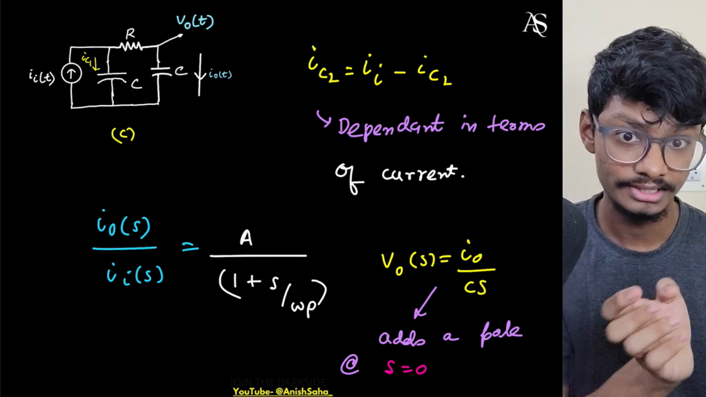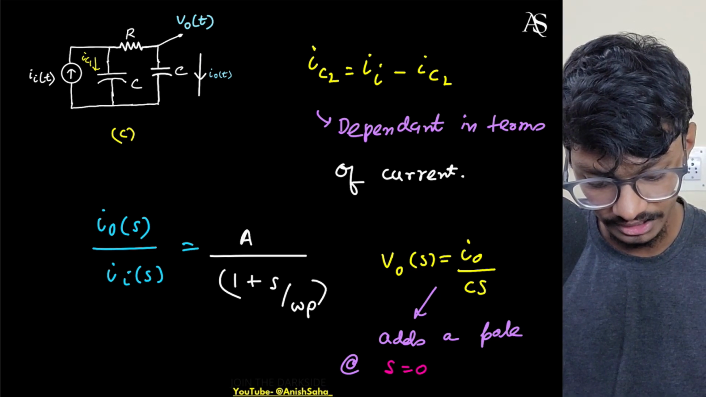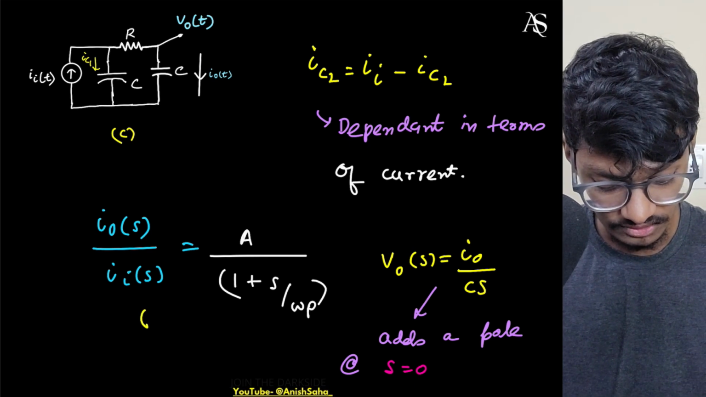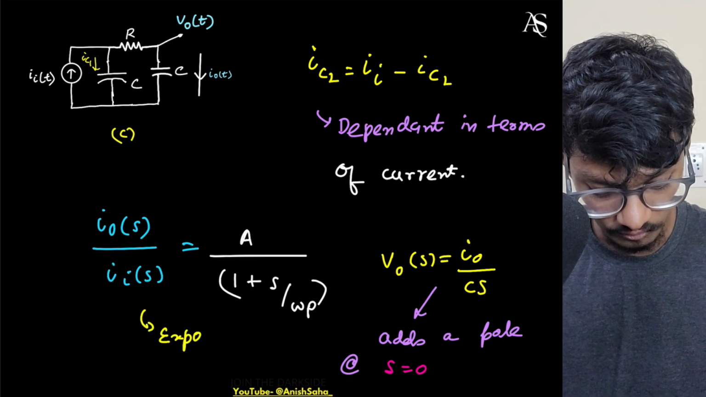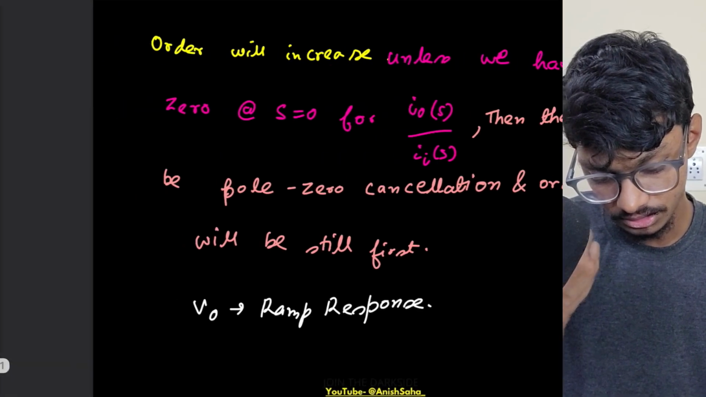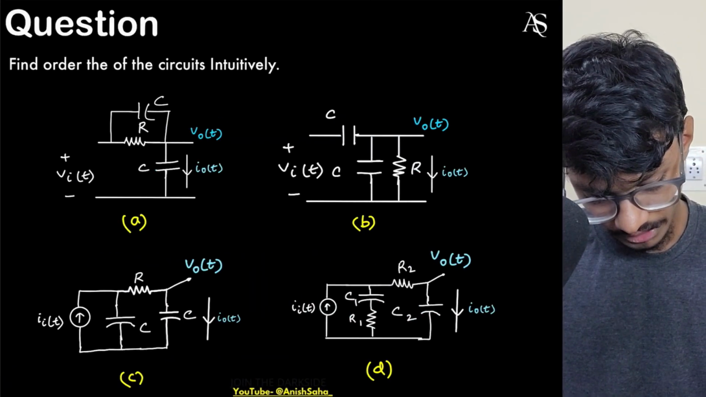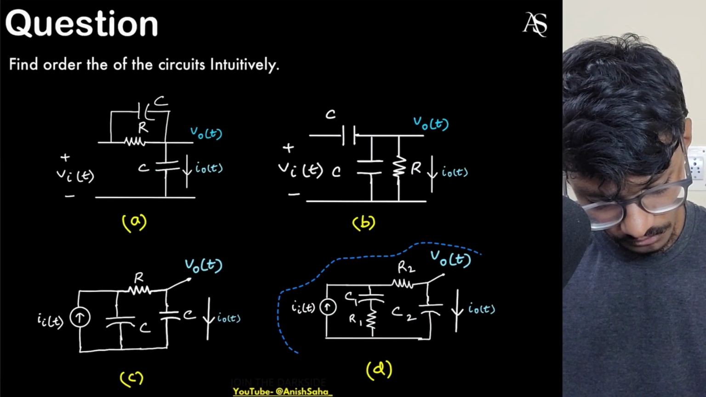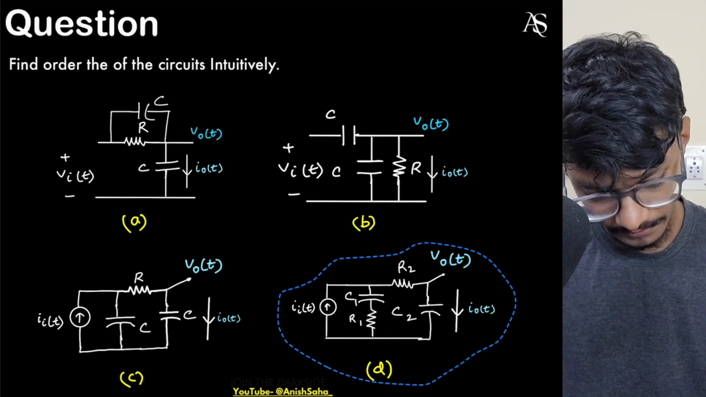For current, it is an exponential response. This is a very, very important point that you have to note. Okay, now let's come back to another circuit. We had this circuit, right?